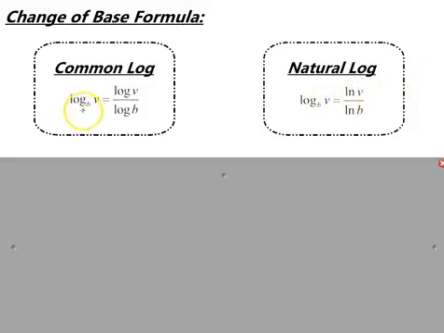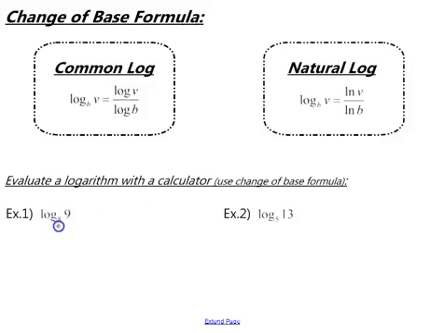So when we use the change of base formula, we're going to take log base b of v, and that is the same as log base 10 of v divided by log base 10 of b. Natural log is the same idea. Log base b of v is going to be natural log of v divided by natural log of b. So let's go ahead and evaluate these logarithms using a calculator and the change of base formula.